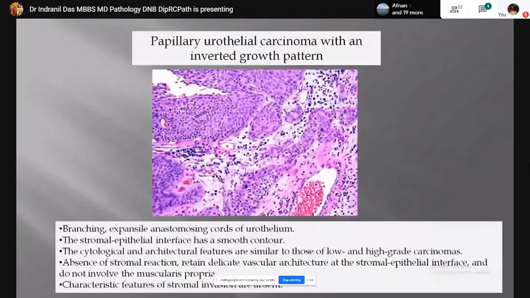Now, papillary urothelial carcinoma with inverted growth pattern: there is branching and expansile anastomosing cords of urothelium. The stroma shows little inflammatory cell infiltrate, and there is stromal invasion and cytological atypia is evident, but the stroma and tumor cell interface has a smooth contour.